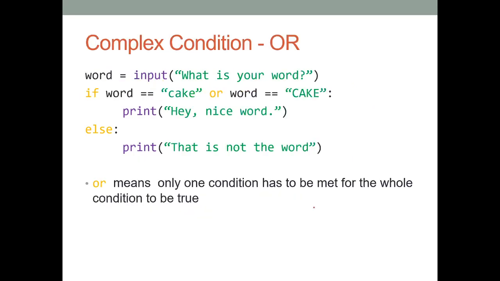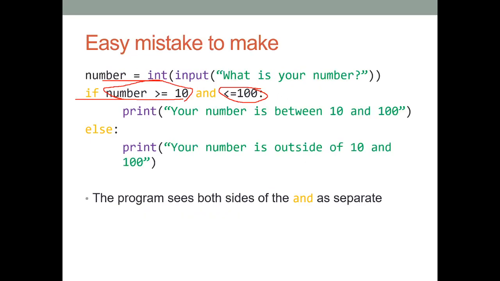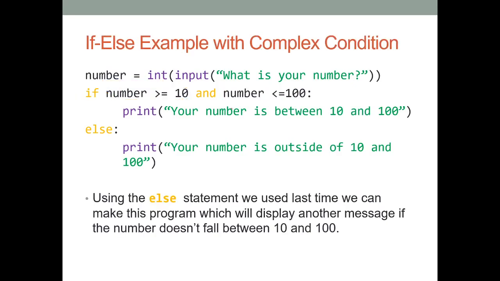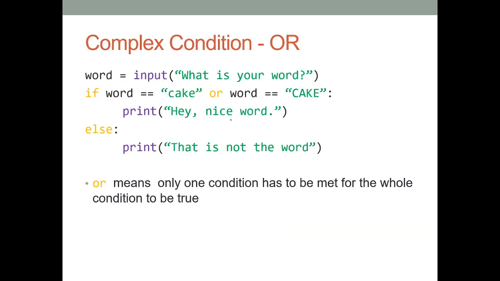The other one you can use is or. An or is similar to an and. I should mention, for an and to work, both sides need to be true. So if you type in 45, 45 is greater than 10 and it's less than 100. Both sides are true, and so this bit will run. An or only needs one side to be true.